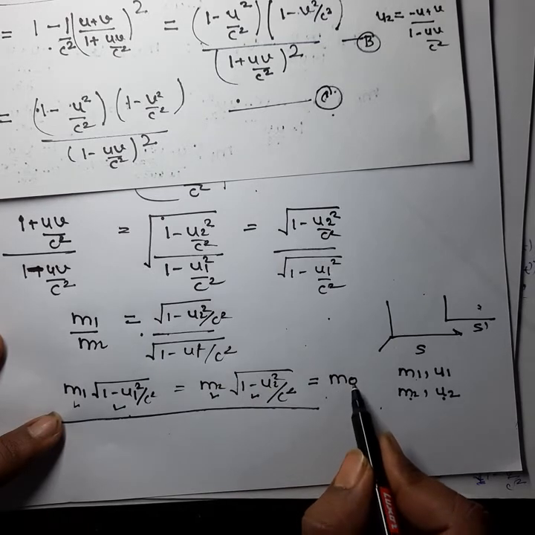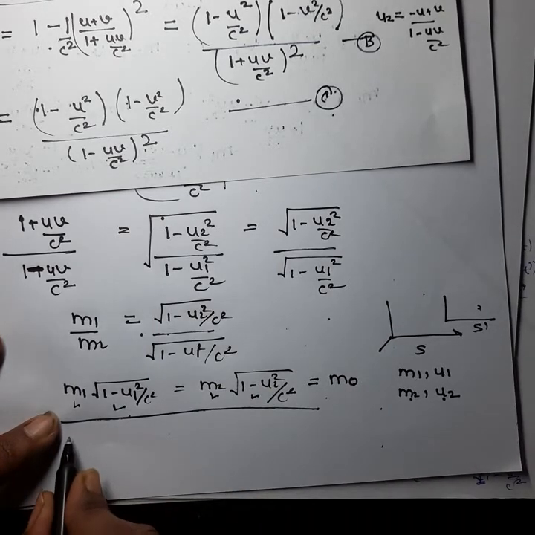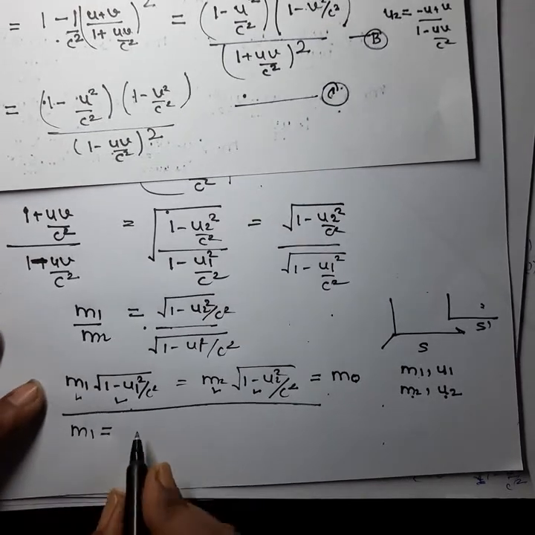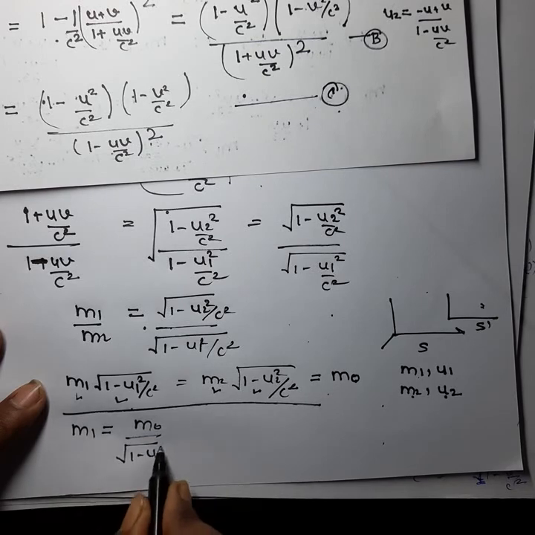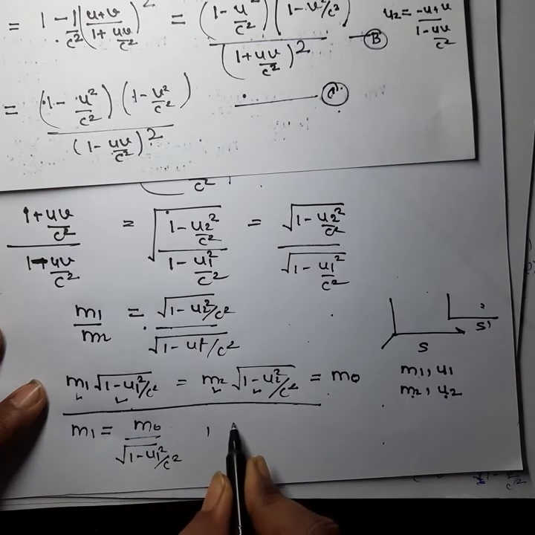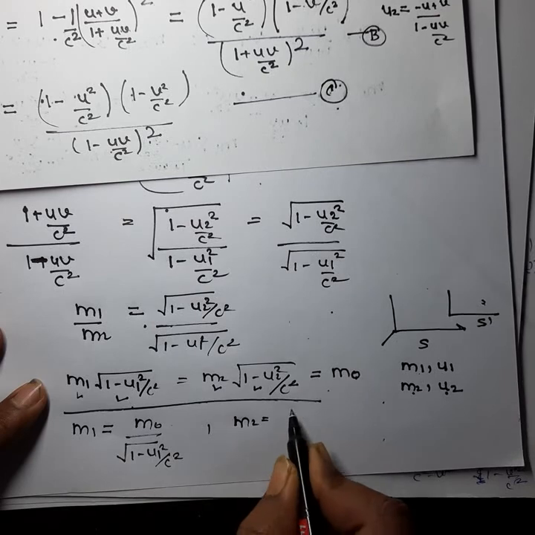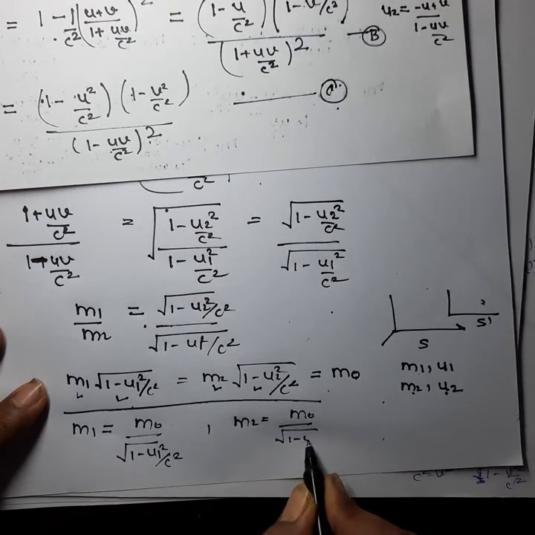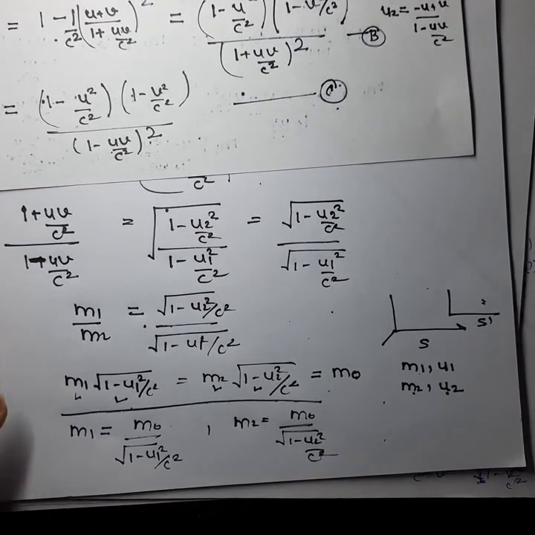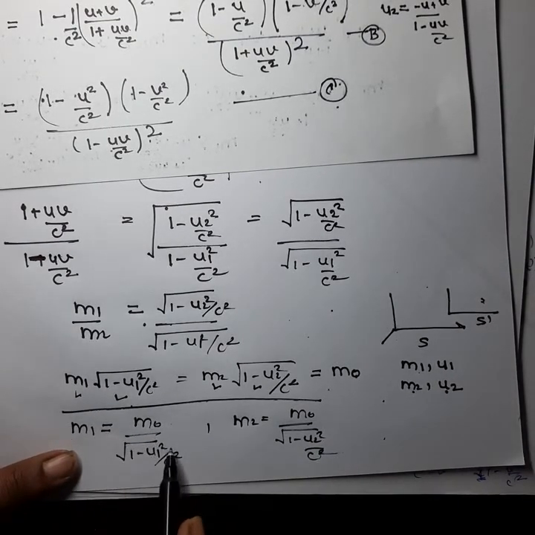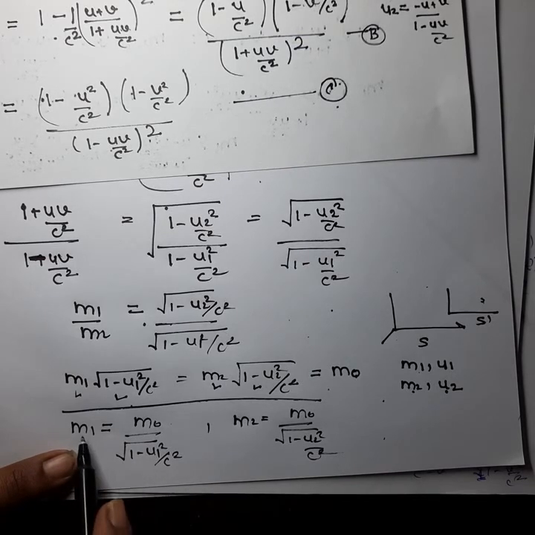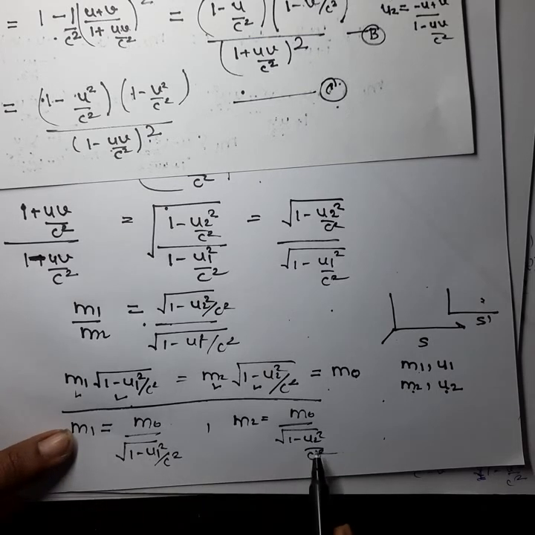Let's consider it m0. So you can write m1 is equal to m0 divided by square root of (1 minus u1 square by c square), and m2 is equal to m0 divided by square root of (1 minus u2 square by c square). Okay, so you obtain this relation, m1 is equal to m0 divided by square root of 1 minus u1 square by c square. u1 is the velocity of mass m1, and u2 is the velocity of mass m2.